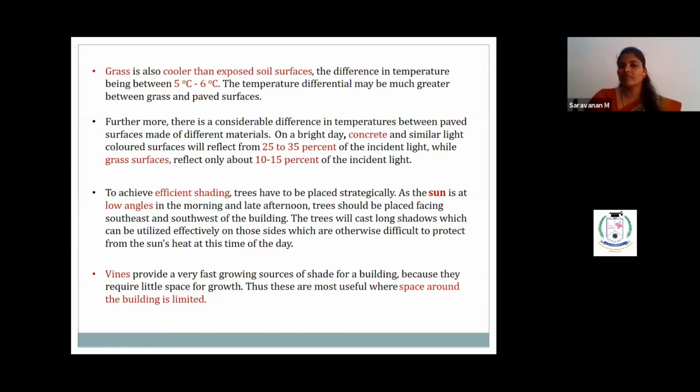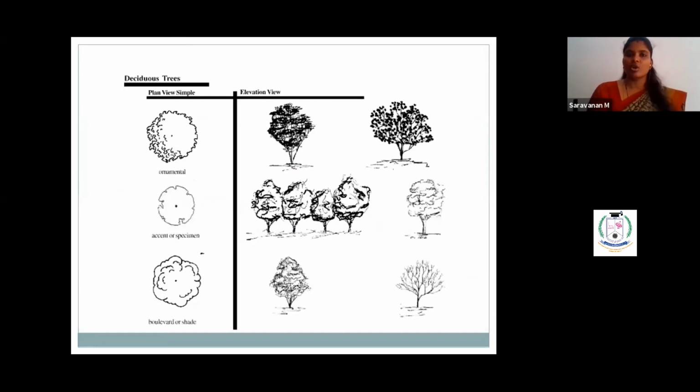So to achieve effective tree shading, it has to be placed properly. As the sun is at low angles in the morning and the late afternoon, the trees should be placed facing the southeast and the southwest of the building. The trees will cast long shadows which can be utilized effectively on both sides. Otherwise, it will be very difficult to protect from the sun's heat.